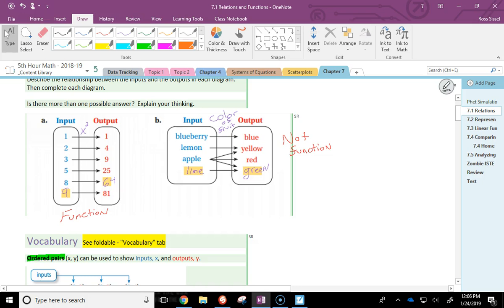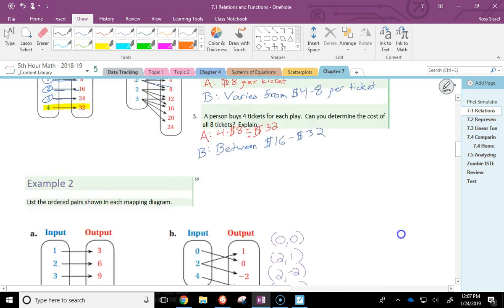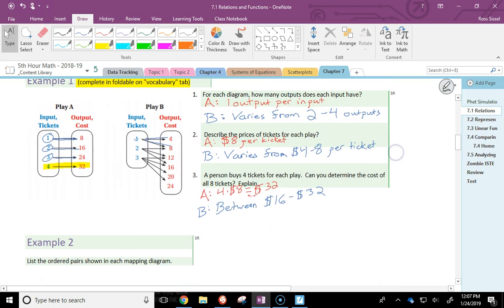Where over here, when I put in 3, 9 is the only thing that could come out. 8, 64 is the only thing. So if my input can only go to one output, it's a function. It's not individually, it's a whole paragraph. Yep, it's going to be for the whole thing. So if we look at play A, you said it should be a function. Every input only goes to one output.